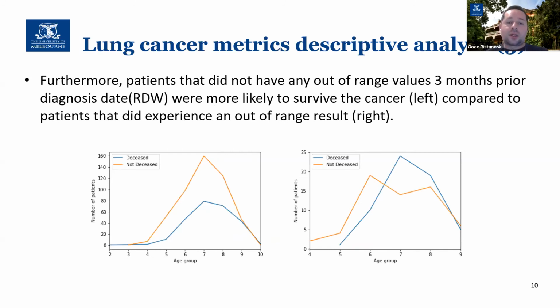Not only that, we can see that if we look at the pathology tests just before the diagnosis date, for the patients that did experience an out of range value, it is more likely they will not survive the cancer. Their disease mortality rate is quite a bit higher compared to the patients that did have cancer but did not have an out of range result for these 5 metrics immediately before the diagnosis date. So not only are we able to associate these metrics with lung cancer, we're also able to determine the most important patient cohort, which is the high-risk patients of not surviving the cancer, and focus our research on them additionally if we need to.